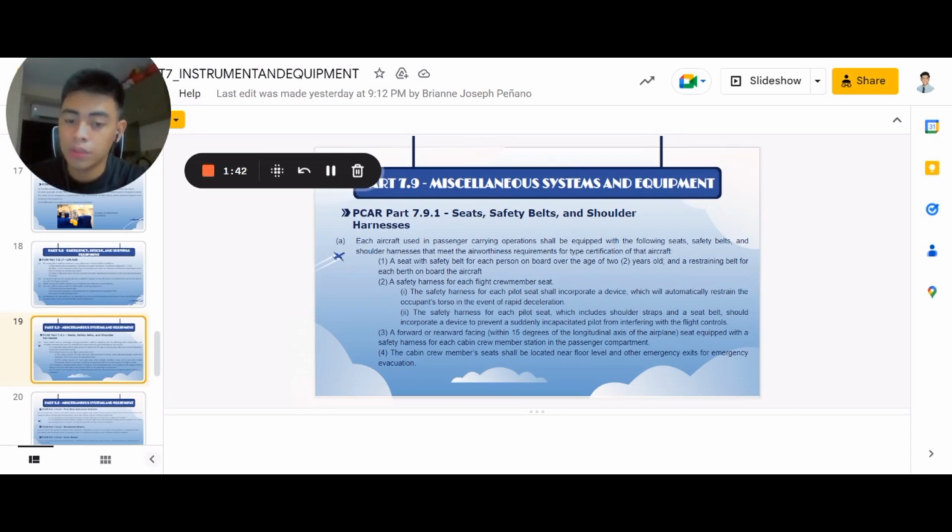And forward gear facing within 15 degrees of the longitudinal axis of the airplane, seat equipped with a safety harness for each cabin crew member stationed in a passenger compartment. And lastly is the cabin crew member seat shall be located near floor level and other emergency exits for emergency evacuation.